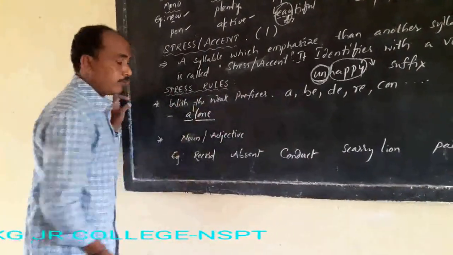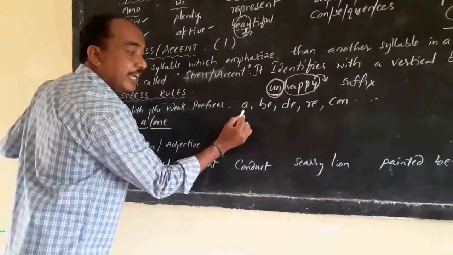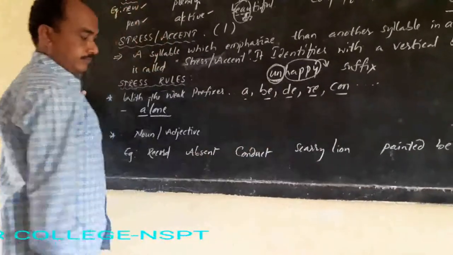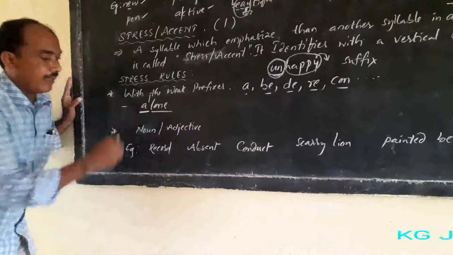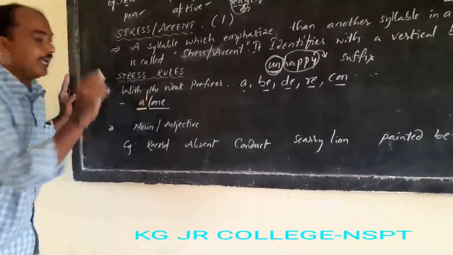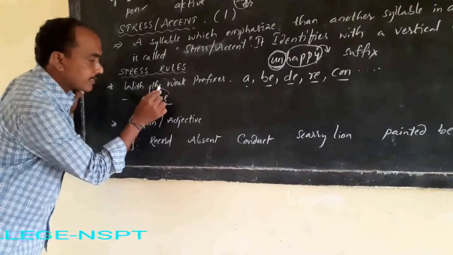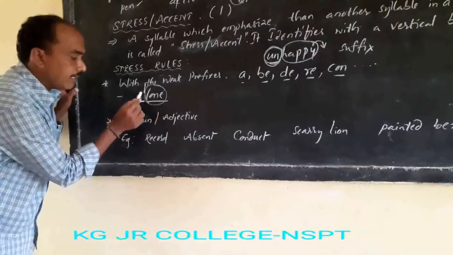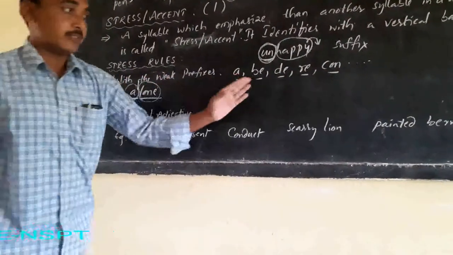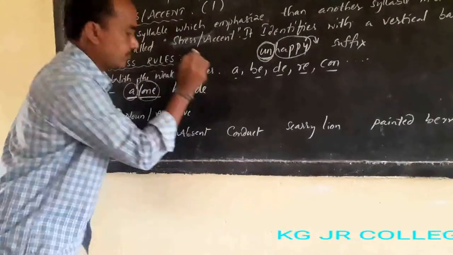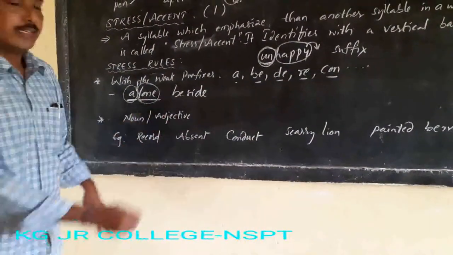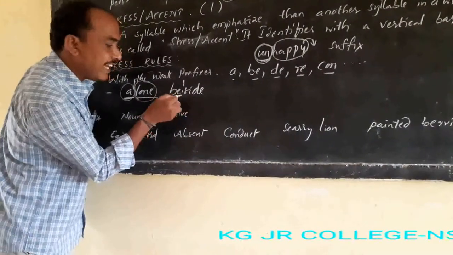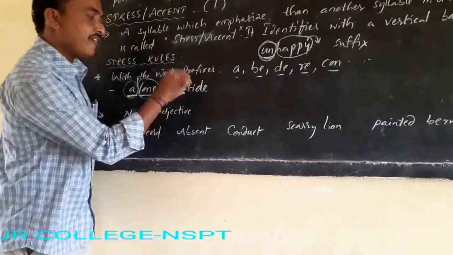Why? I already told you, after a weak prefix such as a, be, de, re, con. Here, what is the weak prefix? A. So that's why we have to use stress after a. Means this stressed part is stronger than before. The next one, beside. How can we pronounce this? Side is right. Beside means after be. What is here? Be is the weak prefix. So we have to use the stress after be.